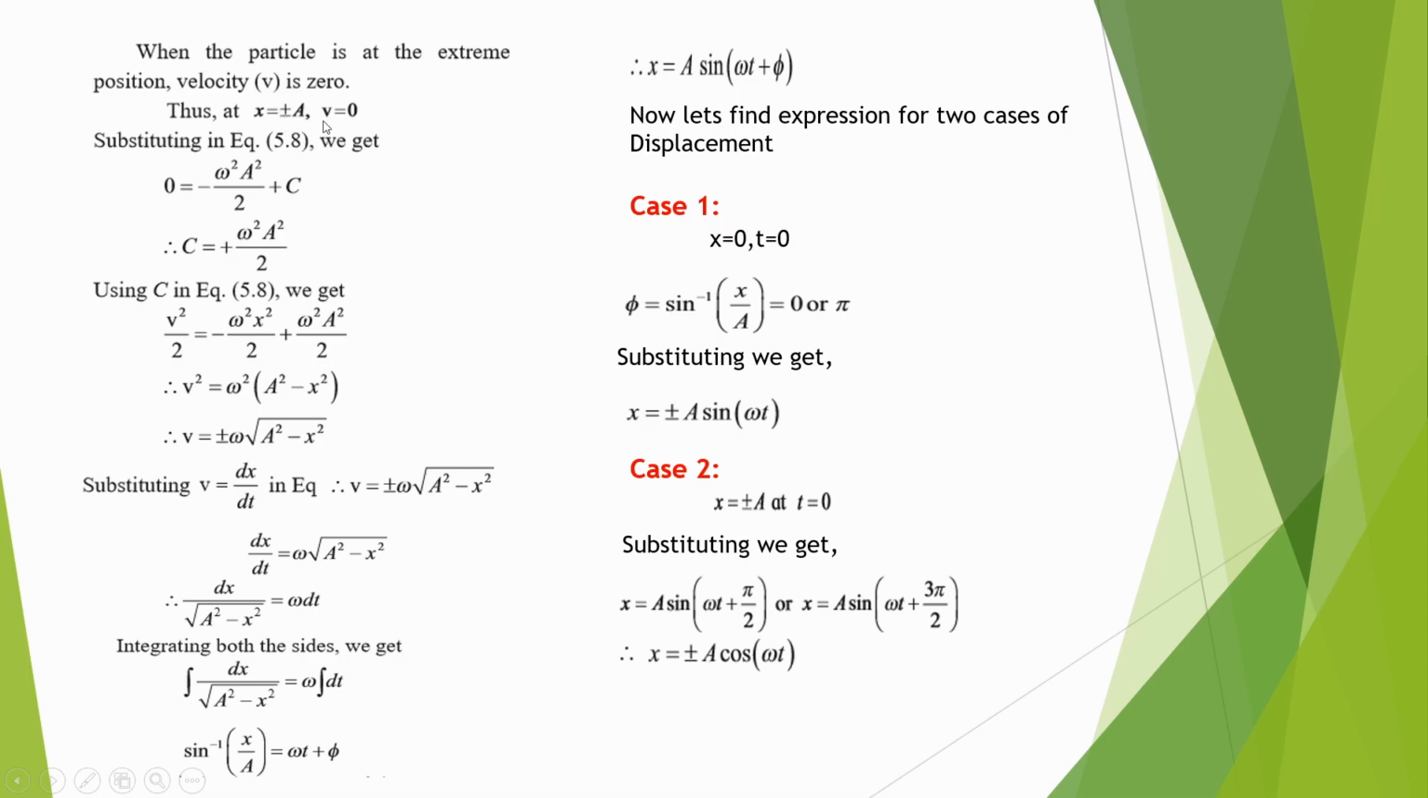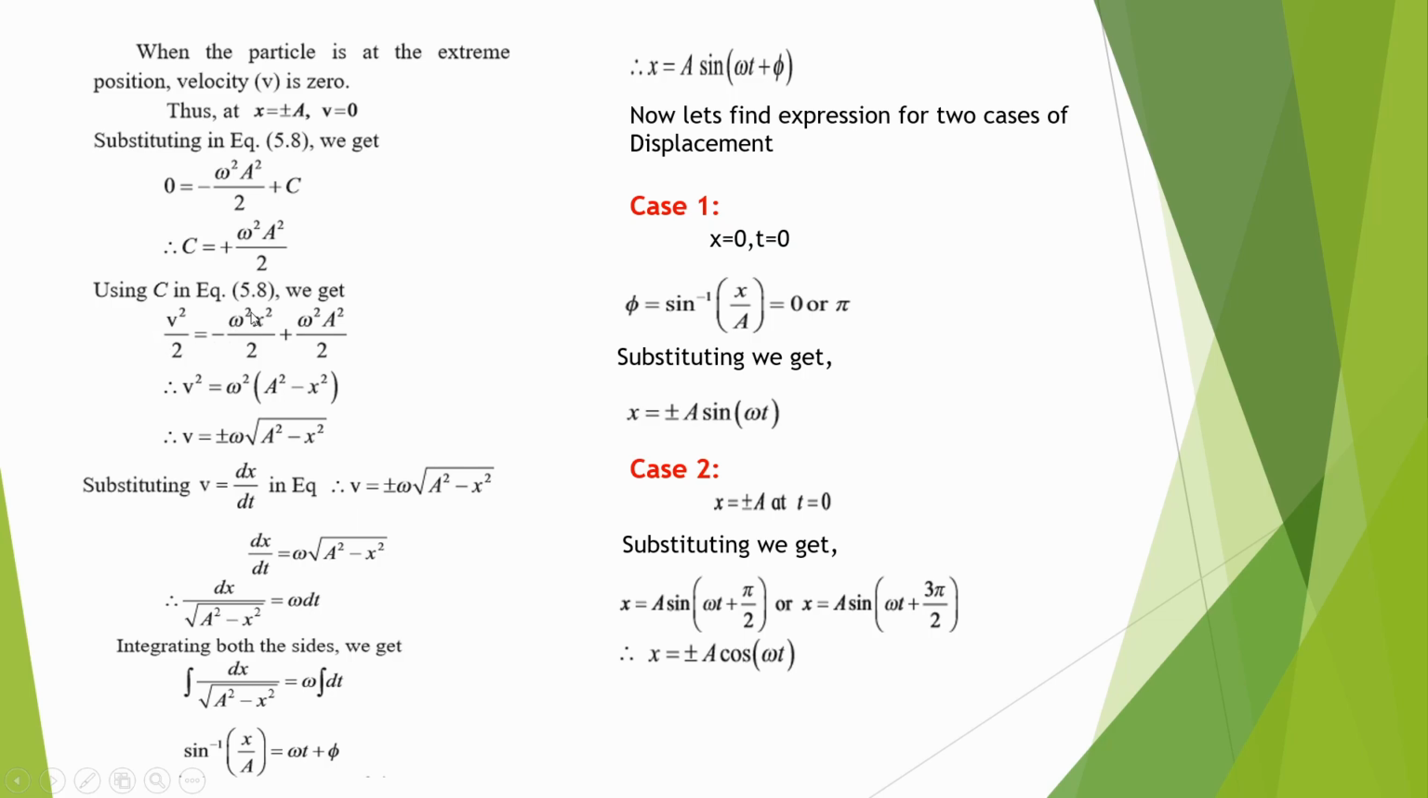So substituting that value, 0 is equal to minus omega square a square by 2 plus c. So c is equal to omega square a square by 2. Let us again substitute that value of c in the earlier equation. So after substituting, v square by 2 equal to minus omega square x square by 2 plus omega square a square by 2. Take out common 1 half, and the 1 half cancels.